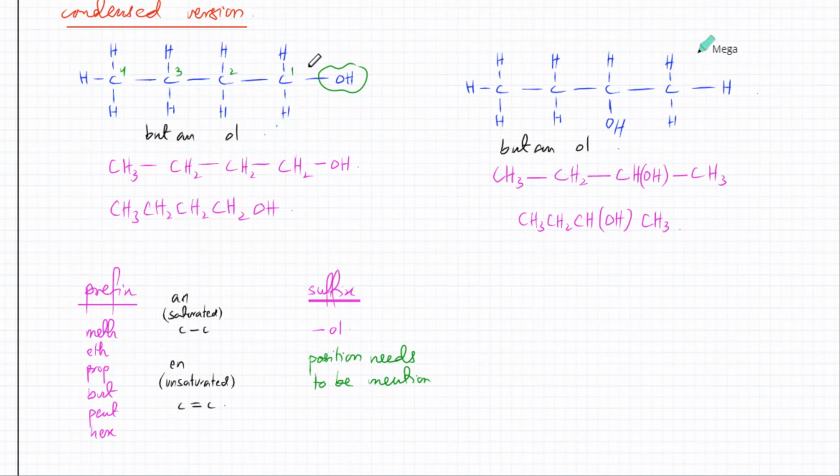Similarly, in this one, you're going to count from this end. It's going to be 1, 2, 3, and 4. So counting is done from the side that gives the smaller number. So this one is butan-1-ol because the OH is attached at position number 1. And this one over here is going to be butan-2-ol because the OH is attached at position number 2.